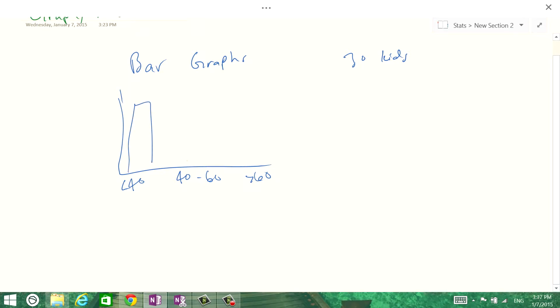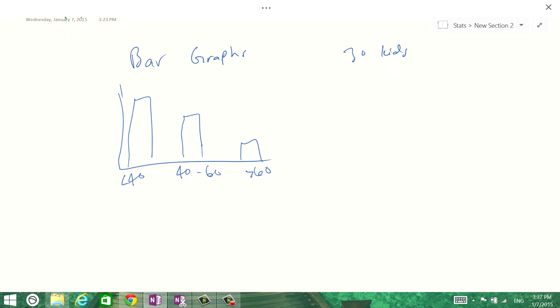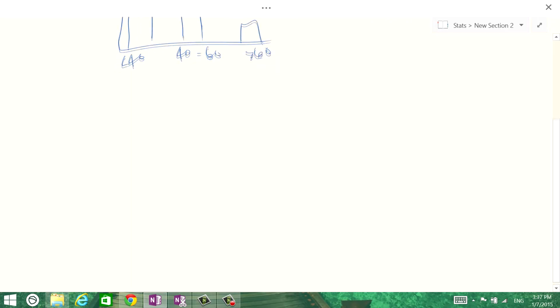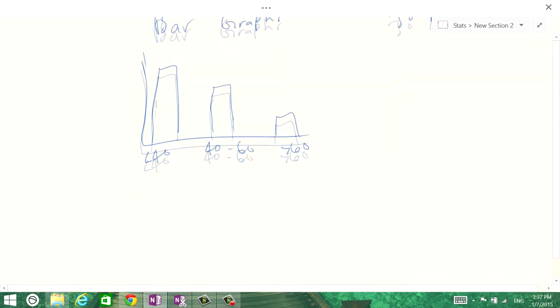Now let's use the same score distribution. Let's say the most kids scored below 40, a few less scored 40 to 60, and the least scored above 60, and it follows a general downward path. This would be called skewed right because it is smaller on the right side of the bar graph. Okay. We'll return to bar graphs in a minute, but I want to go to stem plots, or stem and leaf plots, next.